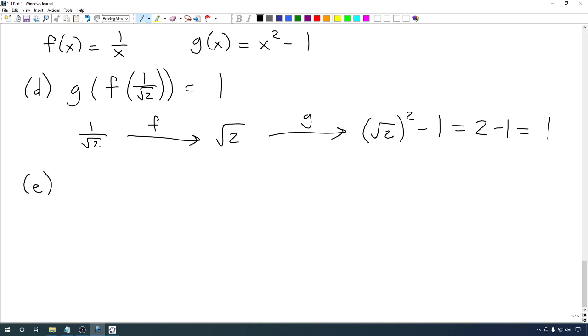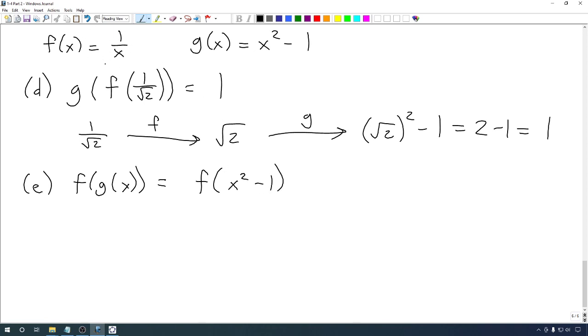Moving on to part E. So here they're kind of giving up on putting numbers in. We're going to go ahead and just find formulas. What happens to any x that we plug in? And this is similar to what we were doing on problem 36 before. We're taking f and we're replacing the x that's in f with the formula for g. The formula for g is x squared minus 1. So I'm putting x squared minus 1 into f.